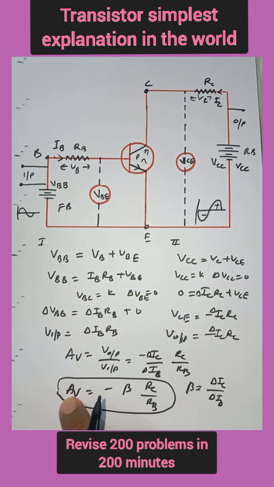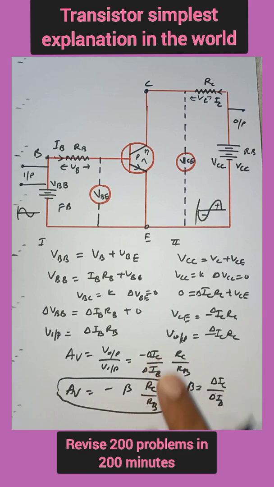The reason is that the output is a negative multiple of the input. Here we will get minus at the output. That's it. This is a simple, sweet explanation of the transistor.